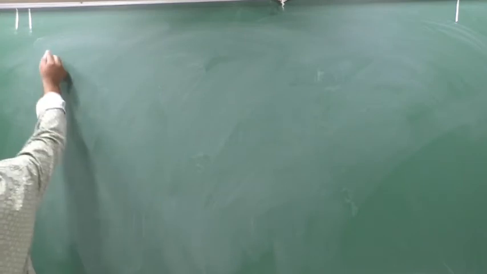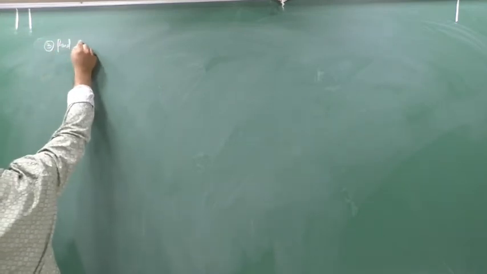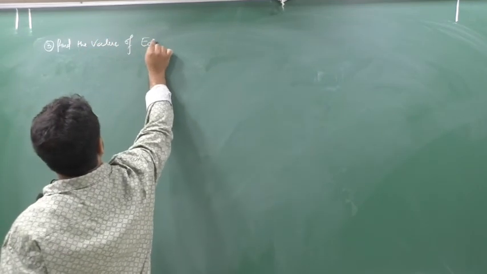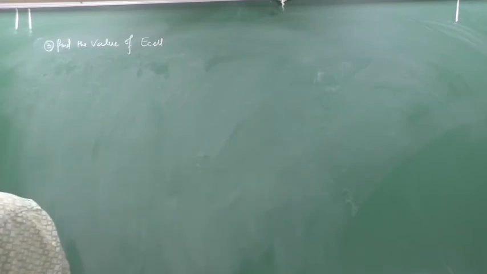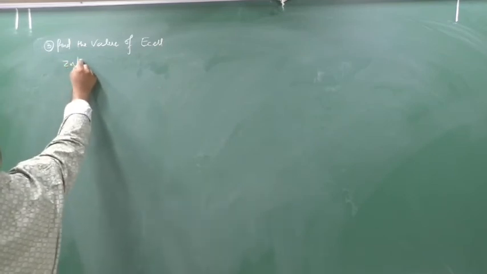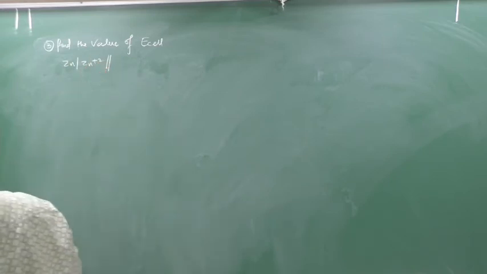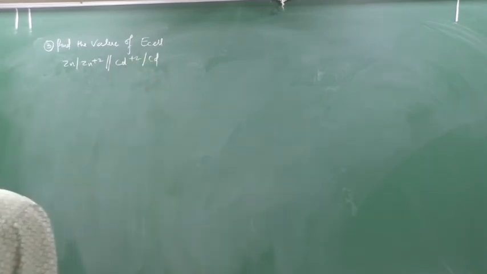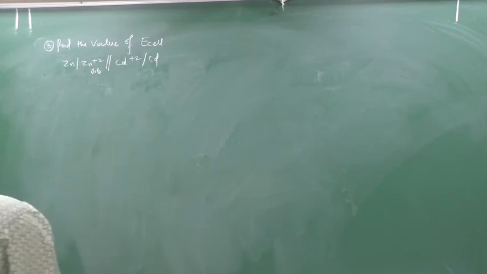Find the value of E cell. I said third question. Find the value of E cell for the cell Zn/Zn plus 2, salt bridge, Cd plus 2/Cd, with concentrations 0.6 and 0.85.